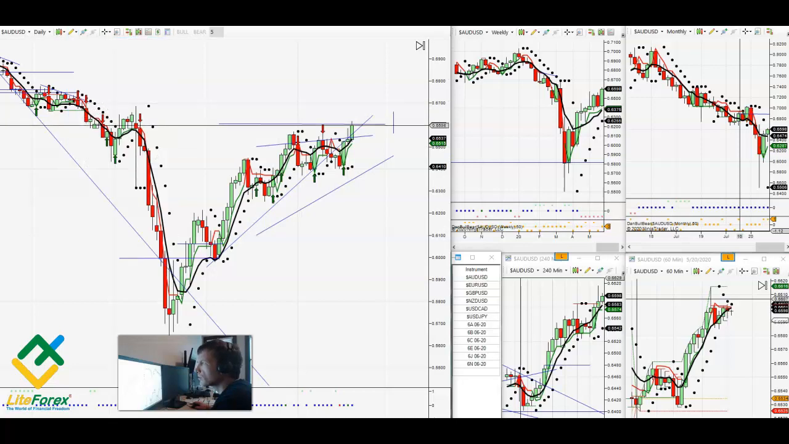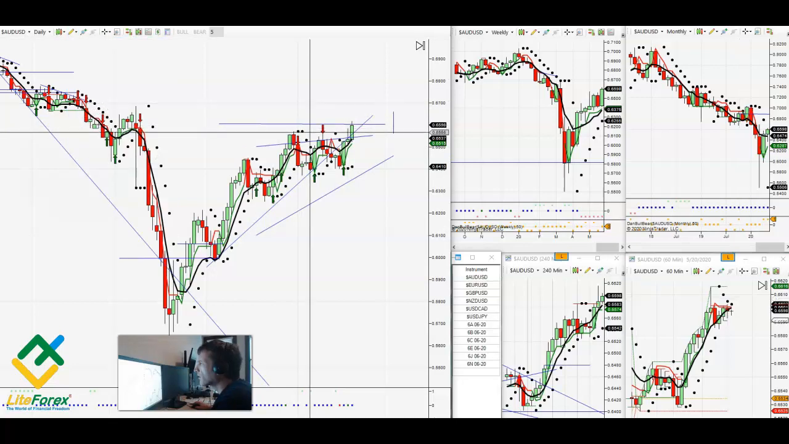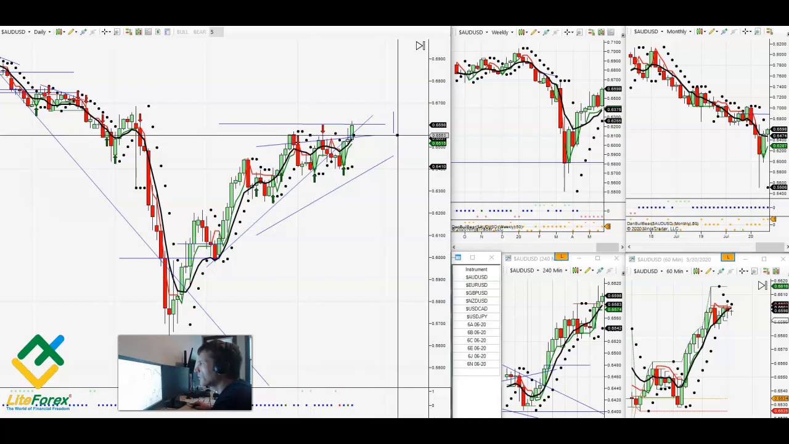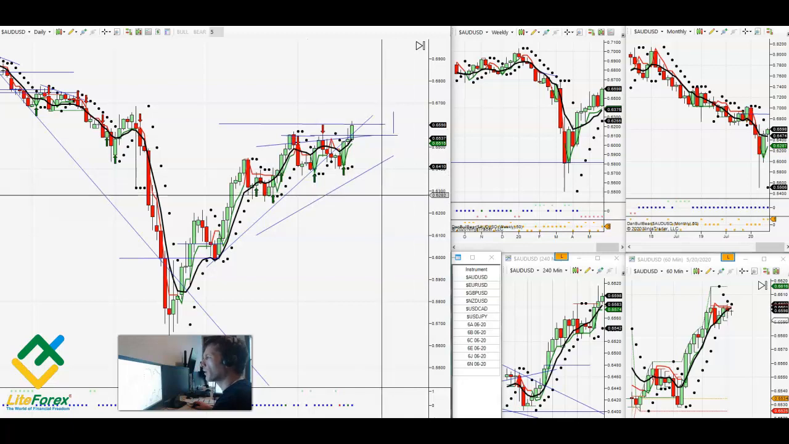Let's do this over again. 65.50, where are you? Somewhere around there. Let's keep 65.5 because that was the resistance, right? 65.5 was the resistance. So that's going to be the support level.